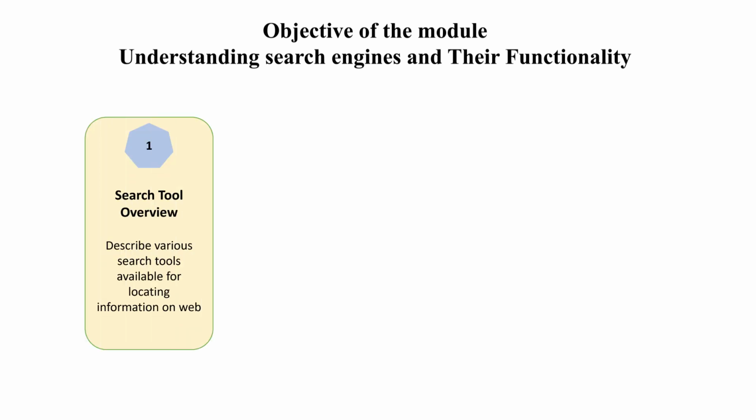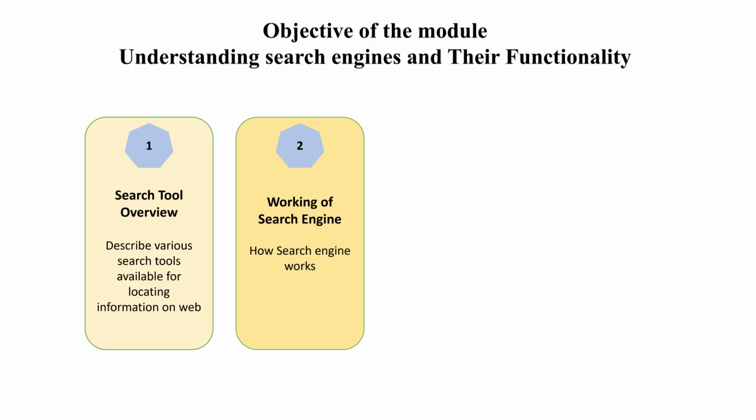The objective of this module is to understand the various search tools that are available on the web along with search engines. You have to understand it is not only the search engine that is available on the web, so we will discuss various search tools that are available on the web. Then we will discuss how a search engine works. Very interesting and very important.